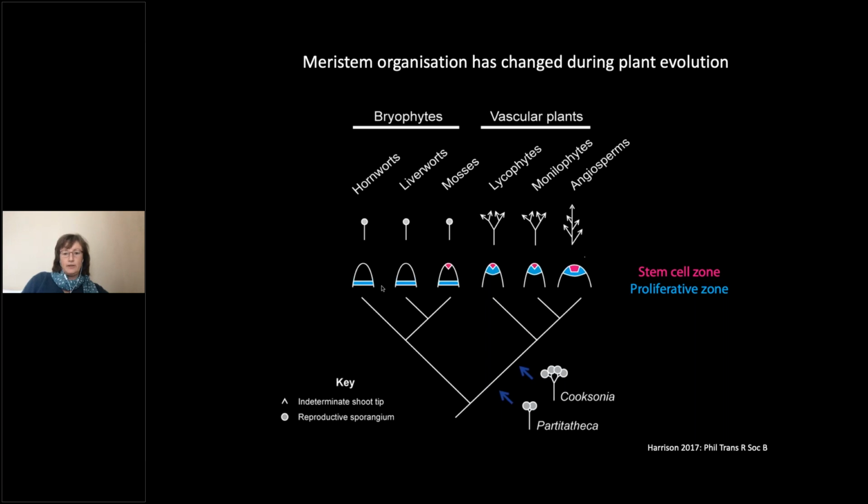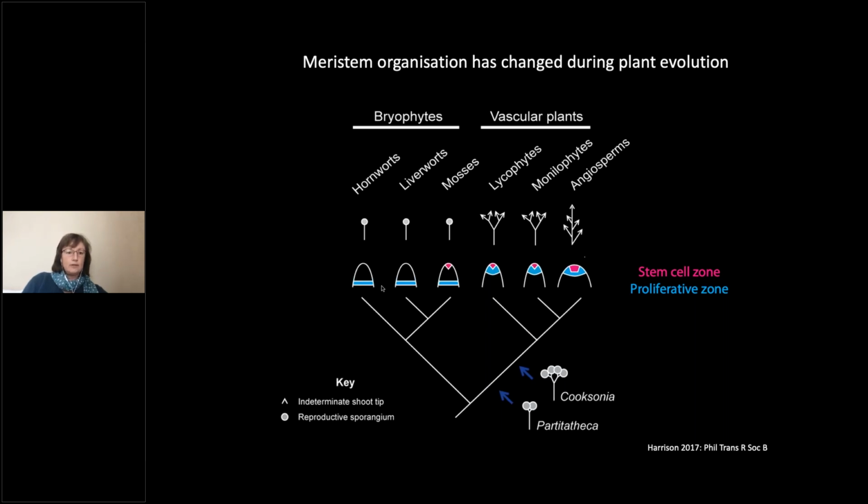Meristem organisations change through evolutionary time. So although the vascular plant meristems all have distinct stem cell and proliferative zones, so if you look at the pink part and the blue part in the right-hand side of the tree here, you can see that the overall structure of the vascular plant meristems is broadly similar between the different vascular plant groups. But bryophyte groups on the left-hand side of the diagram don't have a very well-defined meristem in the sporophyte, and there's also a lot of variation in cell proliferation patterns between the bryophyte lineages.